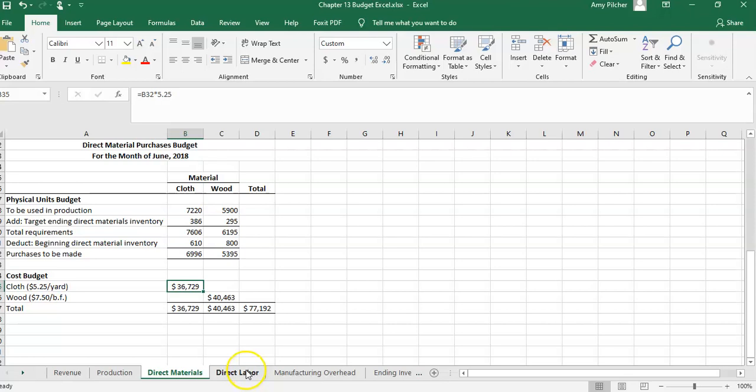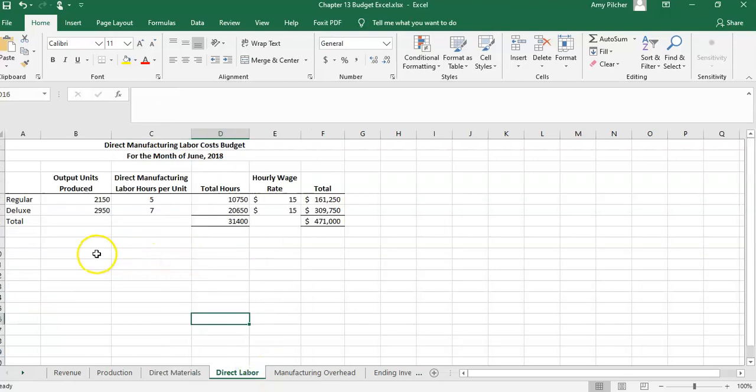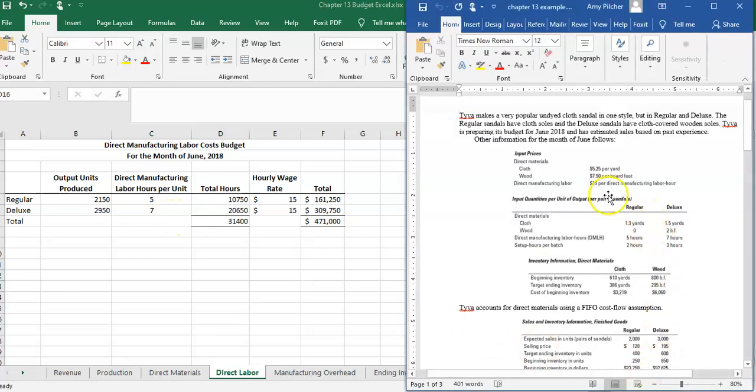Our direct labor budget uses the number of units that we're going to produce, takes them times the manufacturing labor hours per unit, which has all come off of this example. So we need 5 hours for regular and 7 hours for deluxe. We have a rate of $15 per hour, so our total direct labor costs for the month are $471,000.